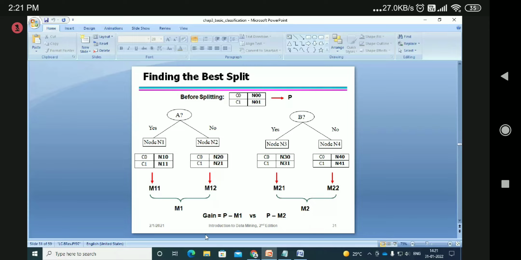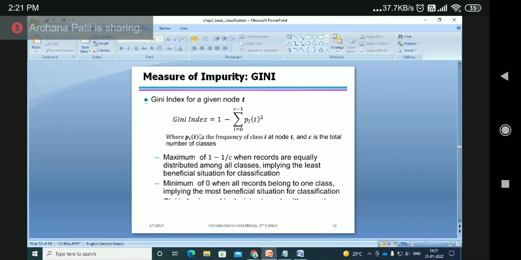That is, the tree which has the lowest impurity at the child node will be preferred. Because if in P minus M2, M2 is small, the gain will be maximum. M2 is smaller than M1. So, okay.